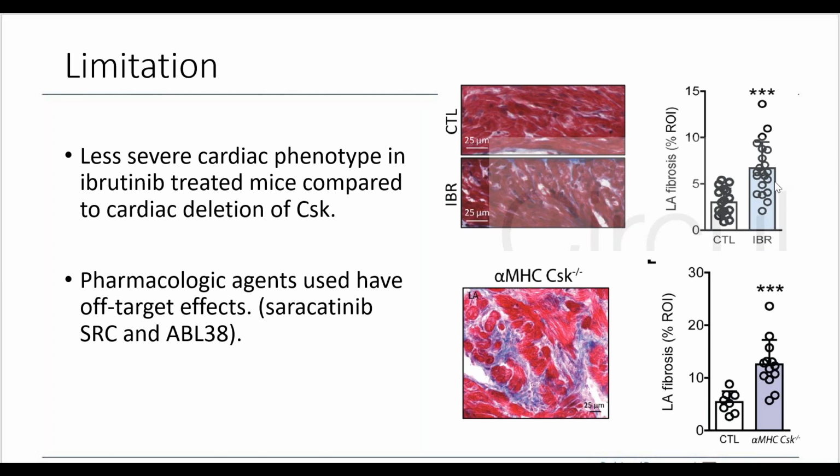Here you can see that the ibrutinib treated group showed less fibrosis compared to the loss of CSK function, as well as the histological imaging showing the same thing. So they concluded that this is really a direct effect of ibrutinib on the SFK, leading to its inhibition. Pharmacological agents that were used have off-target effects. Saracatinib also affects SRCs as well. But I think that could be overlooked since they induced a knockout model of the FYN and it also did not show an inducibility of atrial fibrillation.